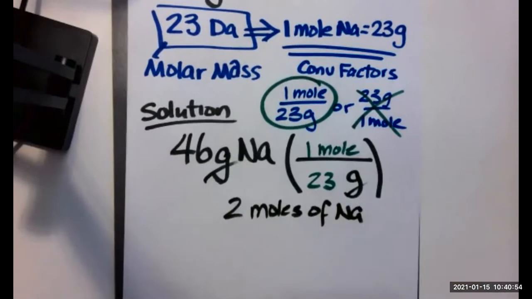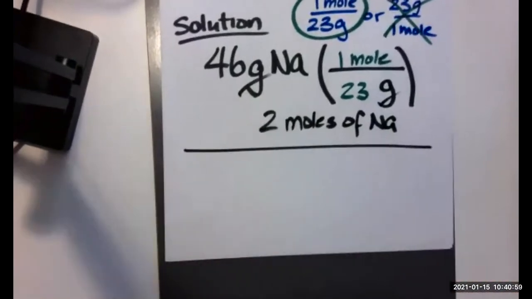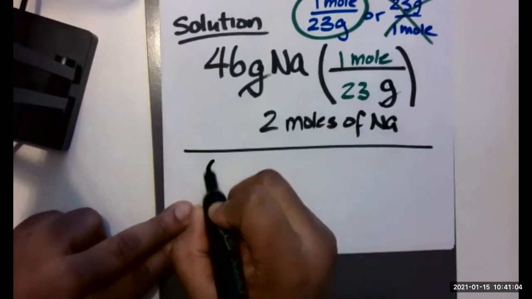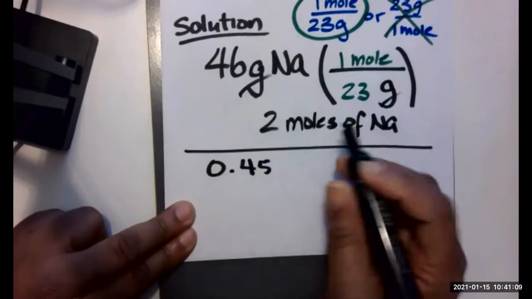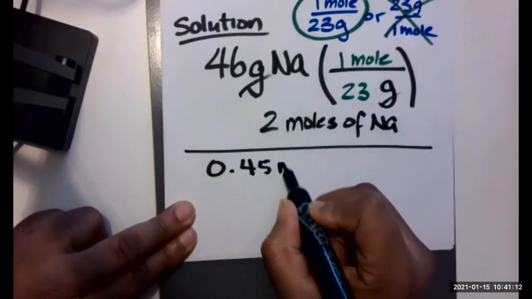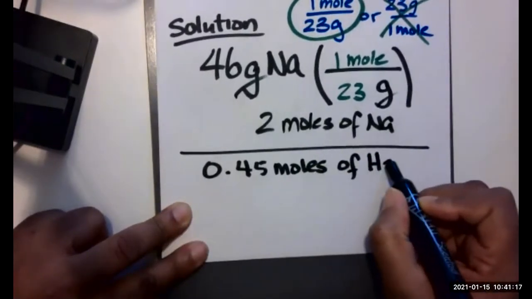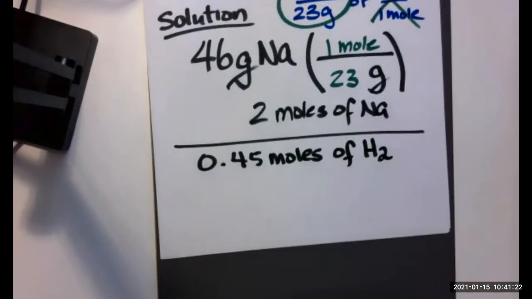All right, beautiful. Now let's do one that's not on your sheet. What if I said I have 0.45 moles of hydrogen. What is the first thing I need to do?